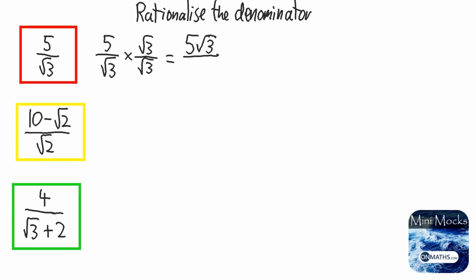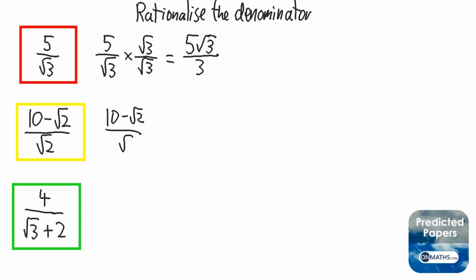But at the bottom, root 3 times root 3, any surd times itself just gets rid of the square root. So that's 3. So we've rationalised the denominator. Brilliant. Let's go on to the next one. So we've got 10 minus root 2 over root 2.